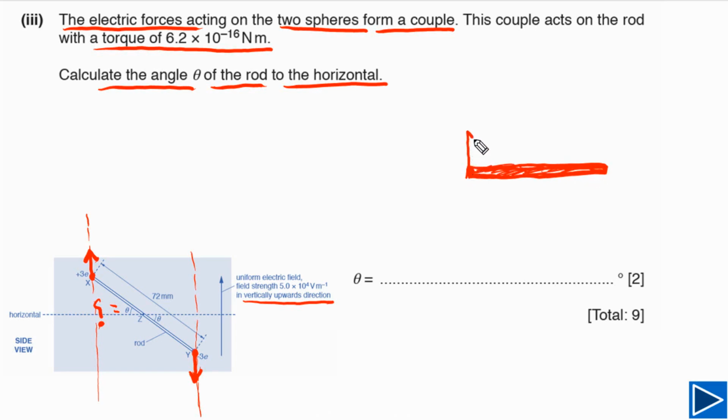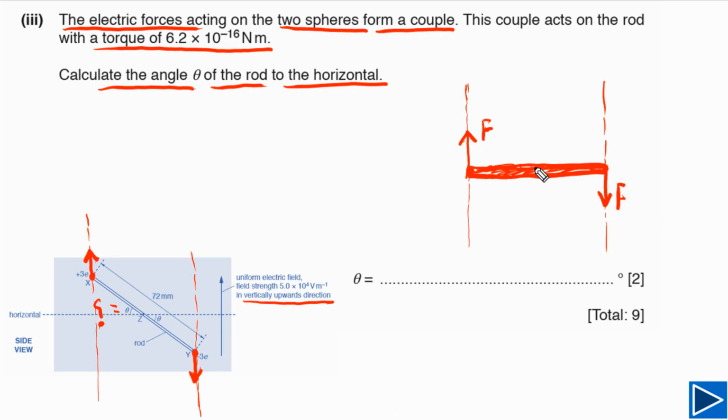One force is acting on this end, vertically upwards, and the other force is acting on this end, vertically downwards. These two forces have the same magnitude, and they are separated from each other and not acting along the same line. If two forces have the same magnitude, opposite directions, and are separated by a distance, they will form a couple and produce torque.